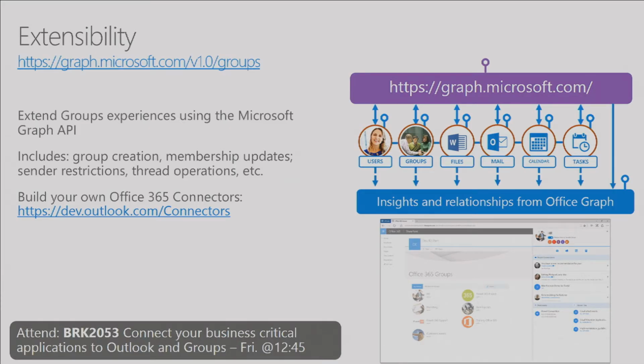Another point I want to make is the same thing with the connectors. We've got about 100 connectors available. If the line of business app is not listed there, can you build your own connectors? Absolutely. We've got a framework for you. And that's also a plug to a session on Friday that will walk you through building your own connectors and all the things we've done since we announced connectors at the Build conference last April.